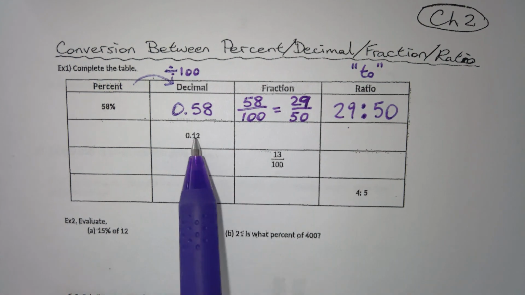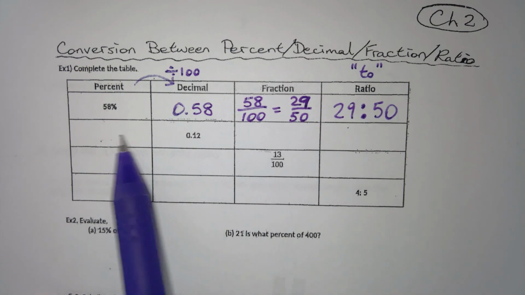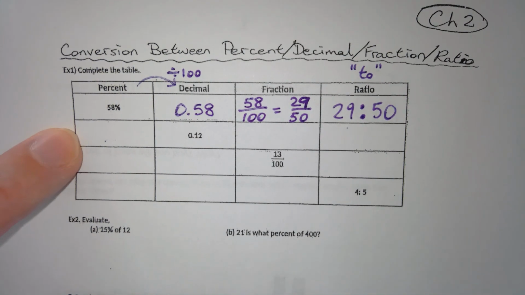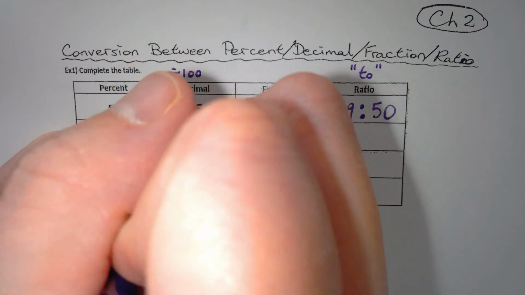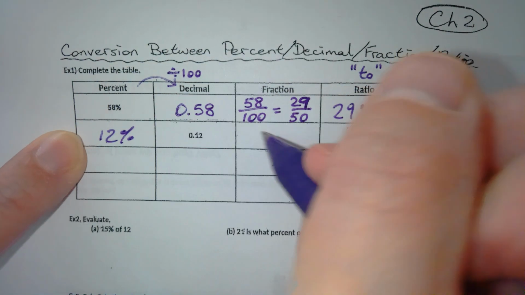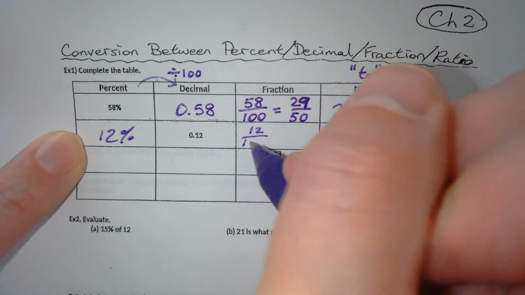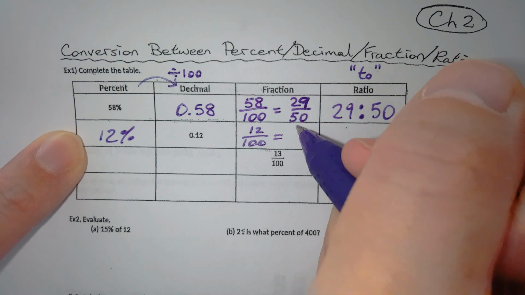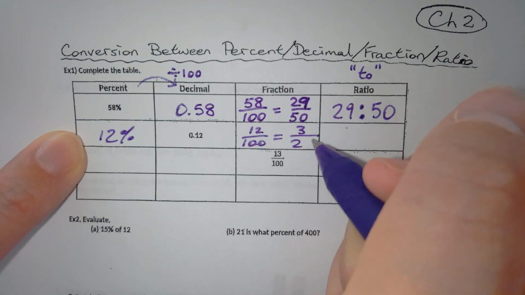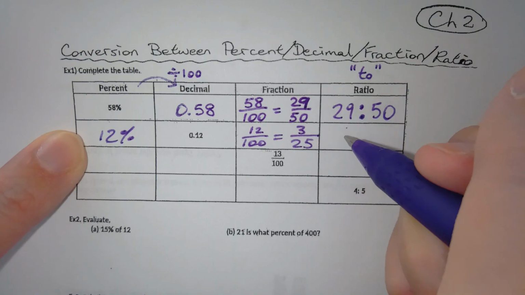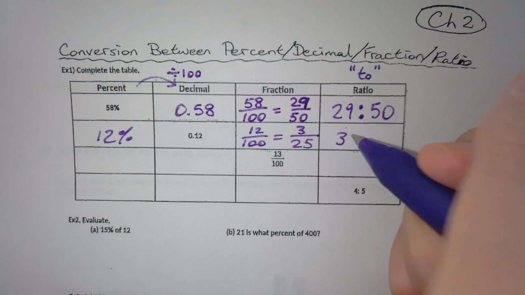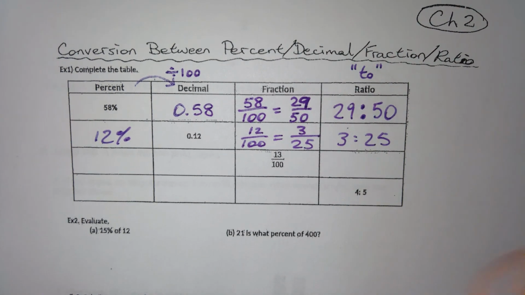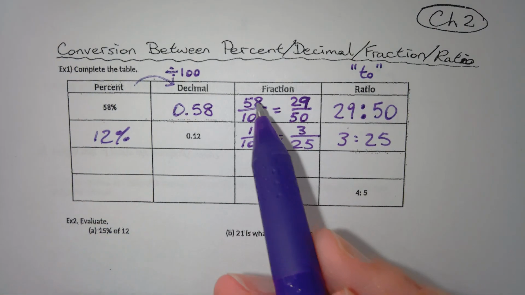Okay. So for this one, who can fill out this row for me? Katya. 12%. Good. 12 over 100, which becomes 6 over 50, which can become 3 over 25. Excellent. And then 3 to 25. Perfect. What's the first one? 20? I divided by 2.